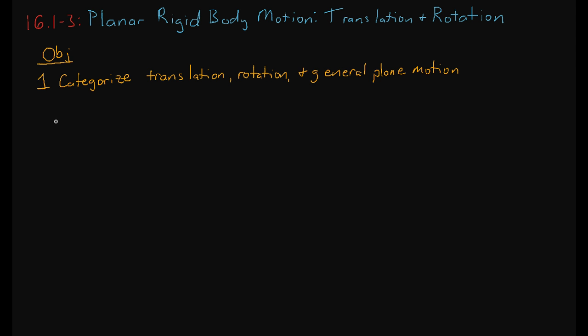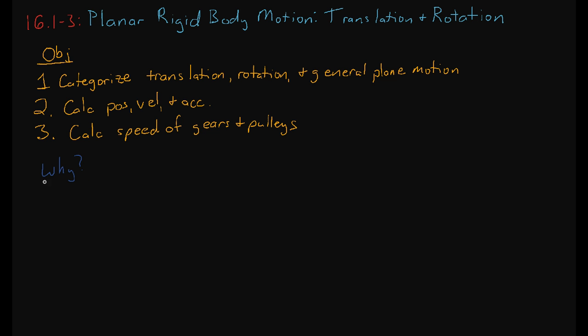You'll then be able to use these to calculate the position, velocity, and acceleration of points. And then we won't actually get to, but you will have the ability to calculate the speed of gears and of pulleys. So why do we need to be able to do this?